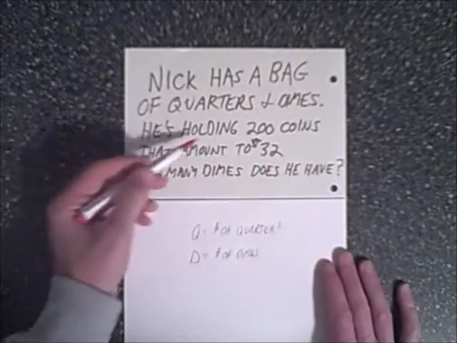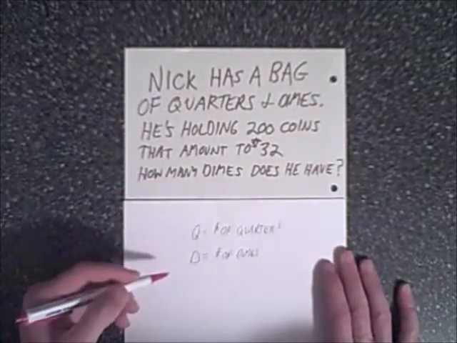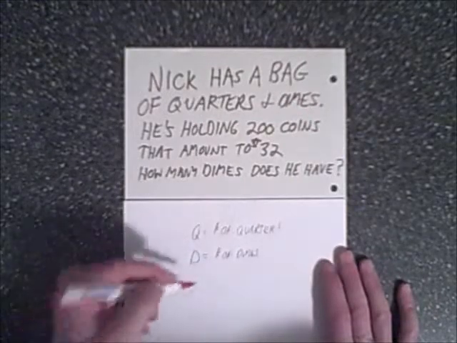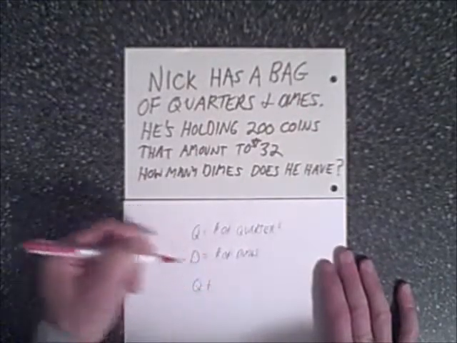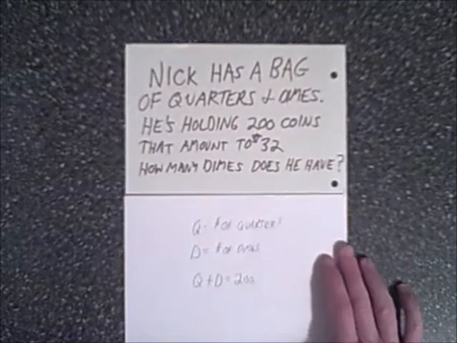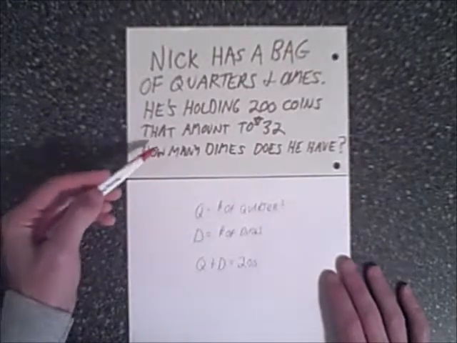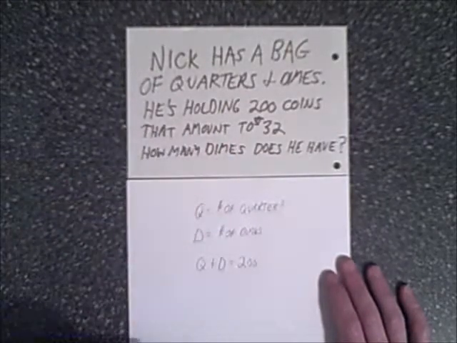And continuing, he's holding 200 coins. So what does that mean? Well, it means if we take the number of quarters and add that to the number of dimes, we have 200 coins. Okay? Now, the next part is a little bit different. It says it amounts to $32.